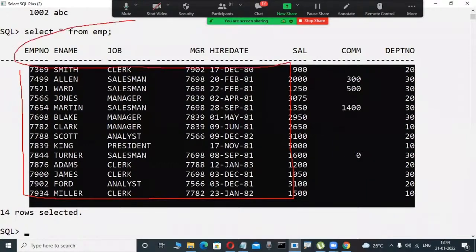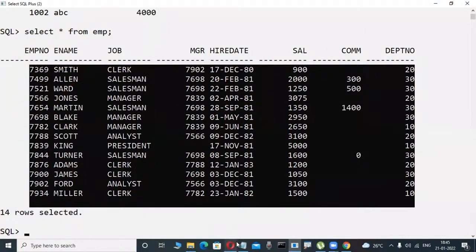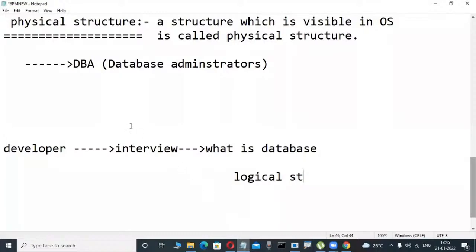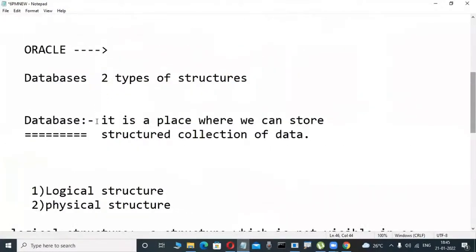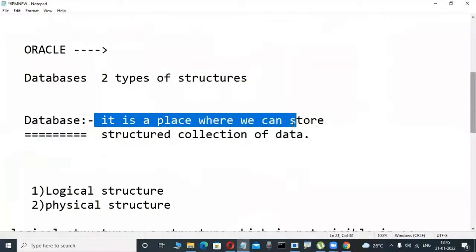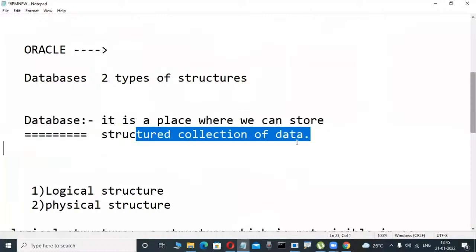Maybe a database is a place, it stores a structured collection of data, because relational database side, the logical side we are learning only. That's why in books we are referring, or in Google we are typing what is a database. Two definitions are there, you are observing or not, but most of the developers are writing that it is a place where we can store structured collection of data.